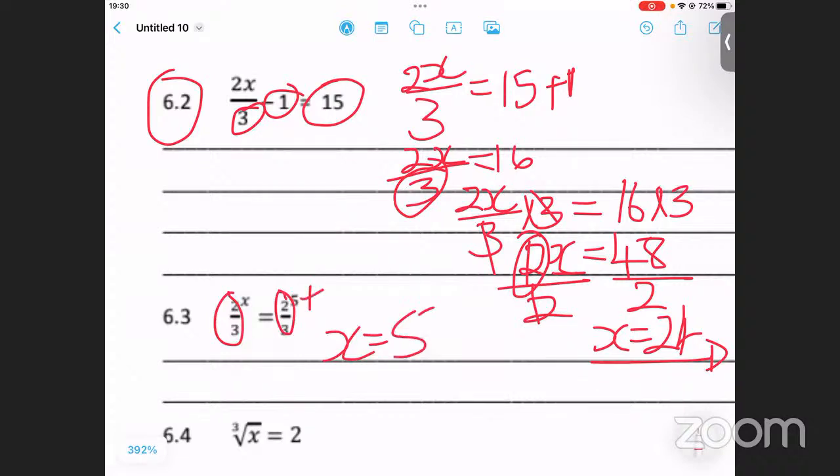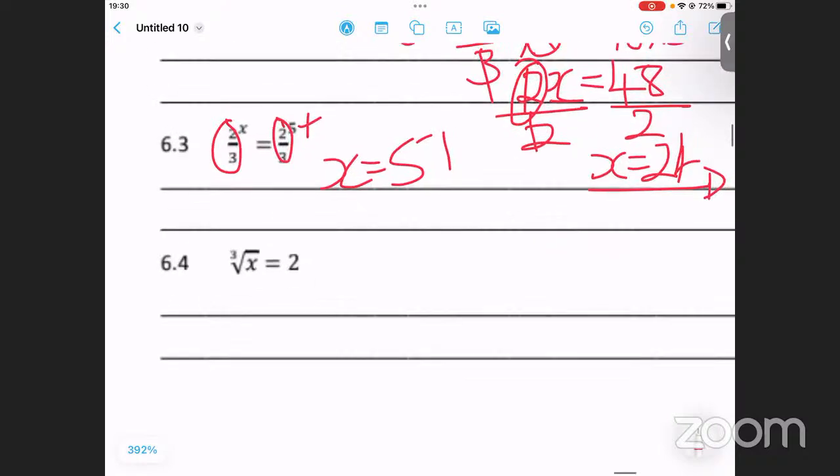So if there was a +1 here, then we would say x is equal to 5 plus 1, or whatever, because the bases are the same and there's an equal sign. So if we have the same bases, we can work with the exponents. We bring the exponents down, okay? Yes, ma'am. Perfect.